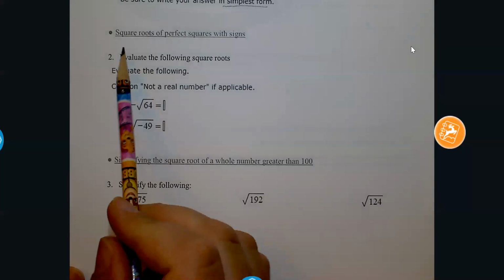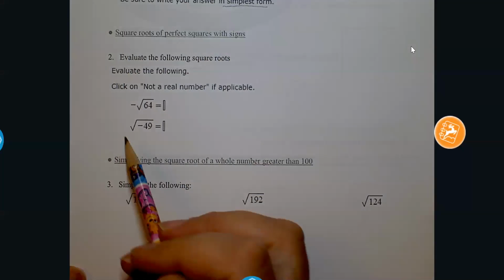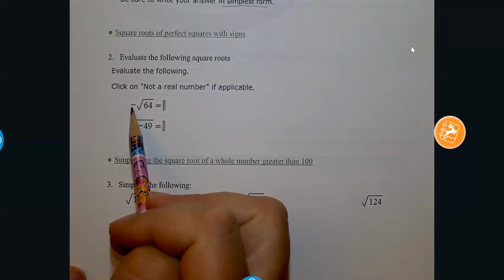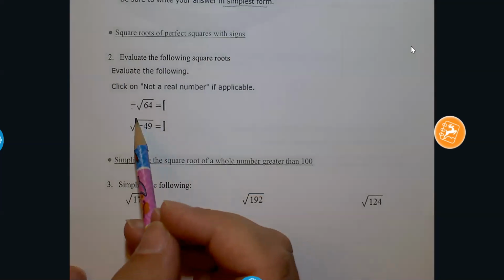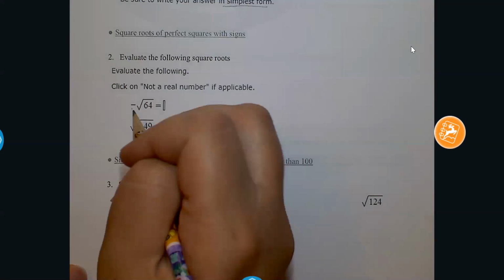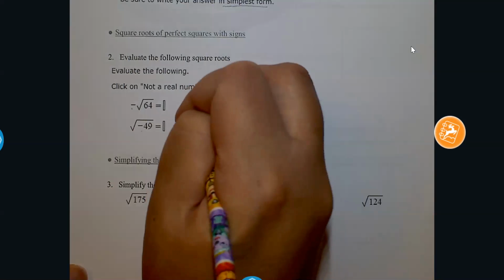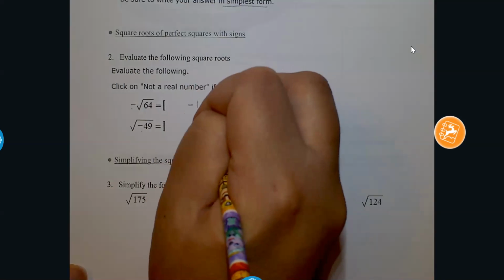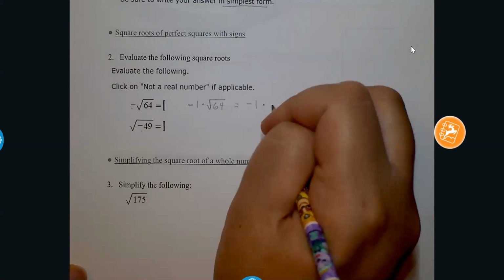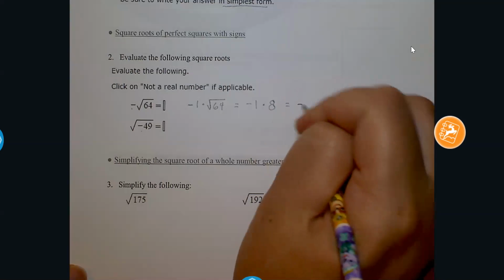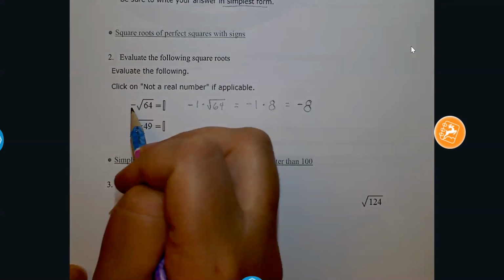Okay, our next topic, square roots of perfect squares with signs. We're going to be looking at the difference between having a negative on the outside of a square root versus having a negative on the inside of a square root. I believe we did this in MAT137 or something similar to it. This negative on the outside is really a -1. So this is really -1 times the square root of 64, which is 8. And that would be -8 as your answer, okay? That's when we have a negative on the outside of a square root.